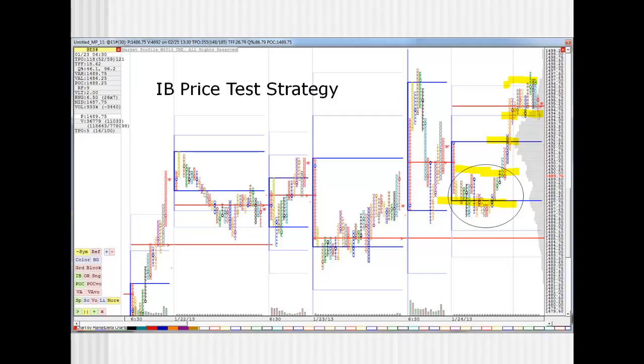Pay attention to the IB levels. It is helpful if you want to practice this strategy, initially, to use the profile chart as I have and to do a split profile. It is much easier to see it with a split profile.